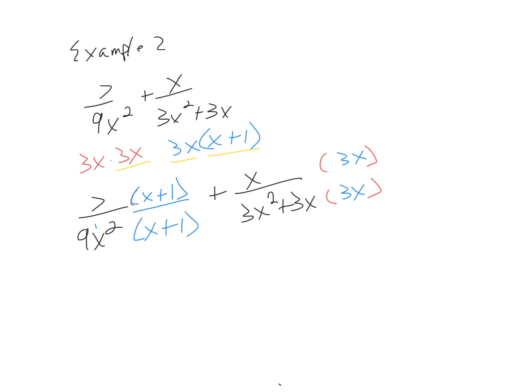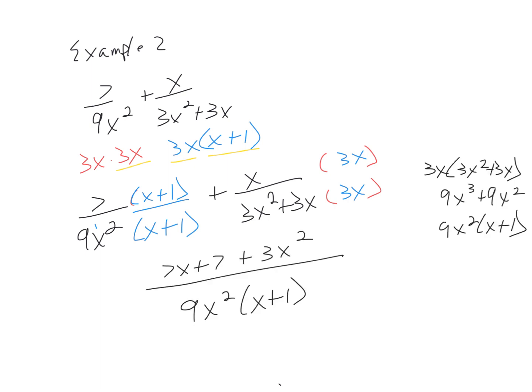denominator. So we're going to have 7x plus 7 plus 3x squared. That's 7 times x and 7 times 1, and then x times 3x is 3x squared. Now our common denominator is the 9x squared times x plus 1. And if that's a little confusing, I went ahead and did the multiplication of this one here.